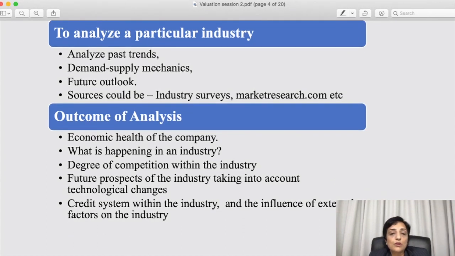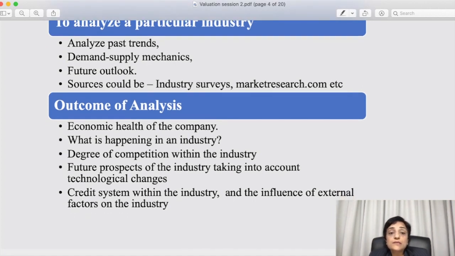We also have to look at the future prospects of the industry, taking into account technological changes, especially the disruption taking place in today's world, and how that disruption affects that industry. One more thing to consider is the credit system within that industry. Are there enough funds available, or are the banks supportive of that industry?